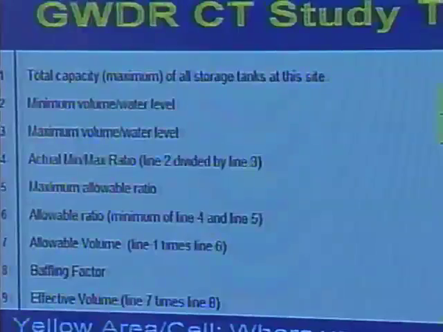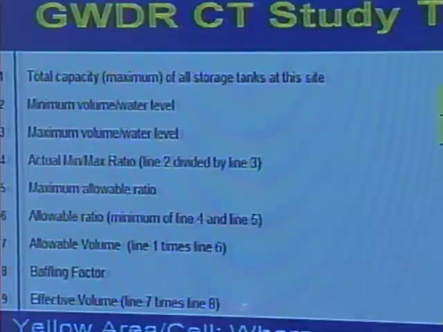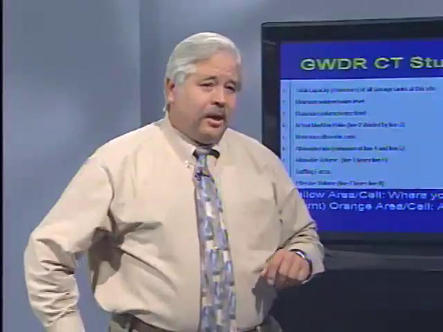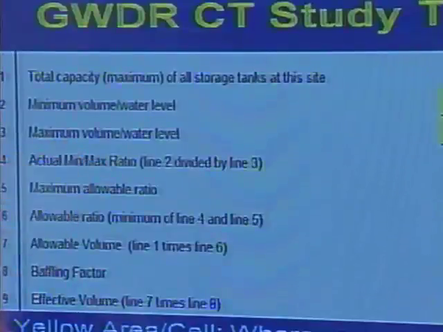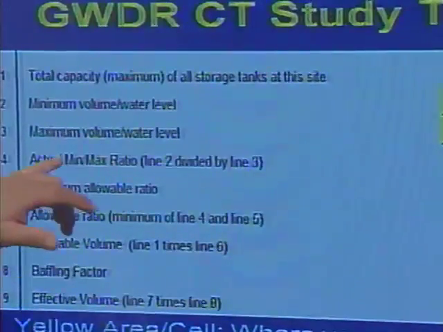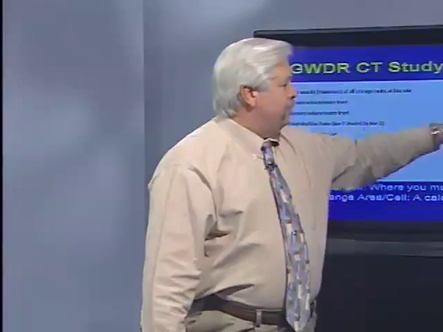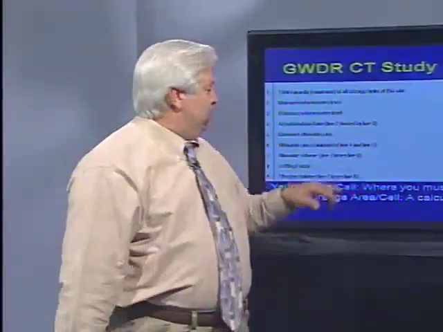The minimum water level or volume is the level at which the water exists when the tank is as close to being empty as it is under normal conditions. And I'll give you some examples of what I'm talking about here in just a second. Maximum water level is basically the floor to the overflow. The actual minimum to max ratio is calculated by the template, and it just divides the top number by the bottom number and gives you a ratio.